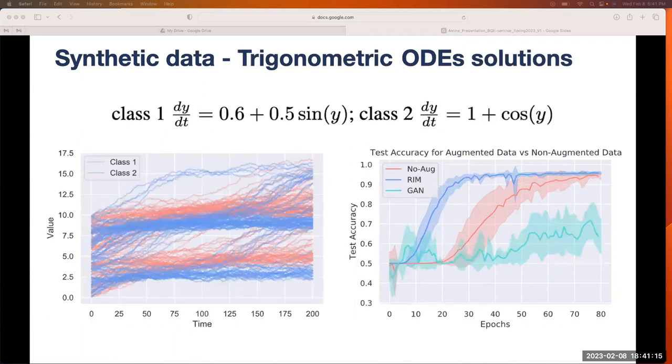This is another, similar example to the previous one, where we consider trigonometric ODE solutions instead of exponential ones. In this case, the time GAN results are worse than the non-augmented case. Our technique outperforms both methods.